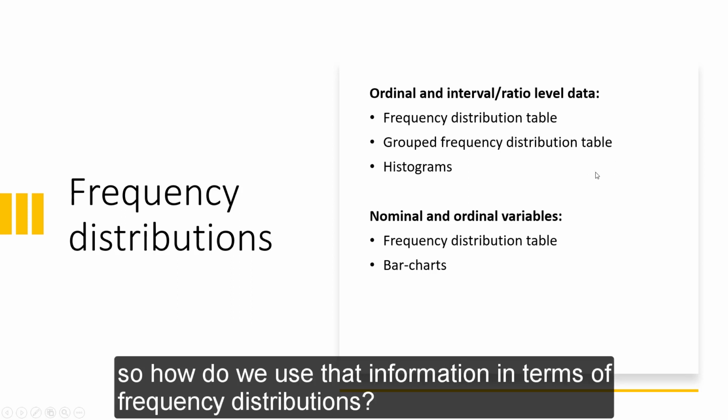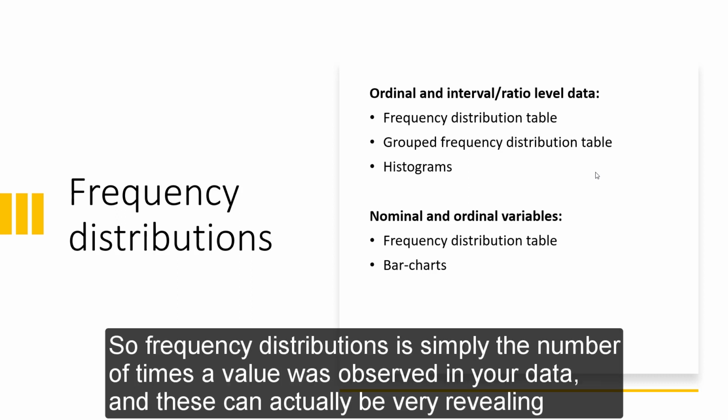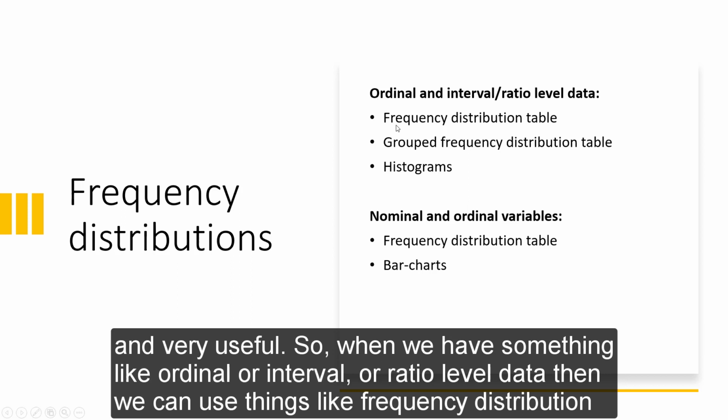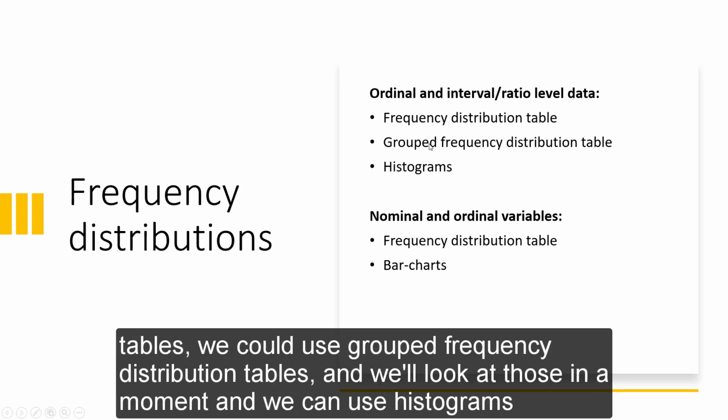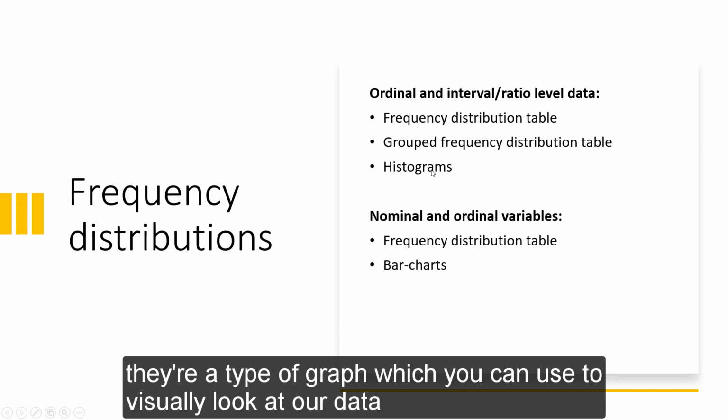So how do we use that information in terms of frequency distributions? A frequency distribution is simply the number of times a value is observed in your data. And these can actually be very revealing, very useful. When we have ordinal, interval or ratio level data, we can use frequency distribution tables. We can use grouped frequency distribution tables, and we'll look at that in a moment. And we can use histograms as a type of graph to visually look at our data.